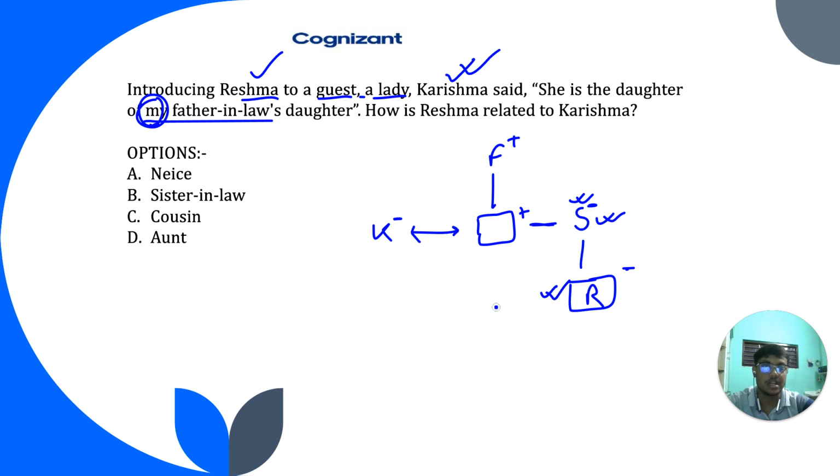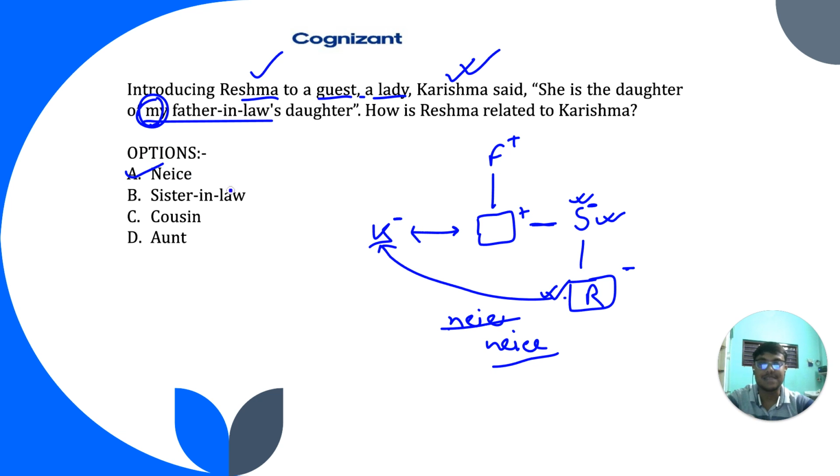Then how is Reshma related to Karishma? Reshma is related to Karishma as, sorry, niece, because as you know, brothers' or sisters' daughter or child are either nephew or niece. So as Reshma is her husband's niece, that means for Karishma also she would be the niece, right? She would be the niece of Karishma also. So option A, niece, is the correct answer. I hope that is clear.